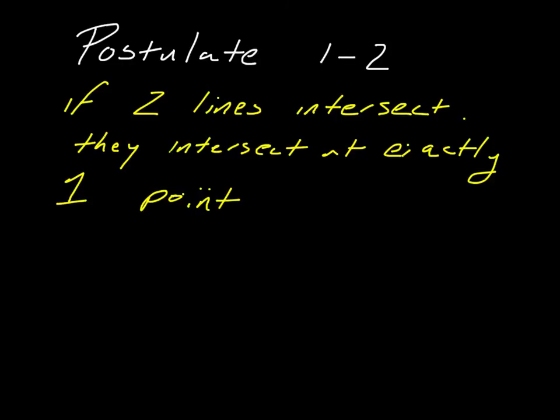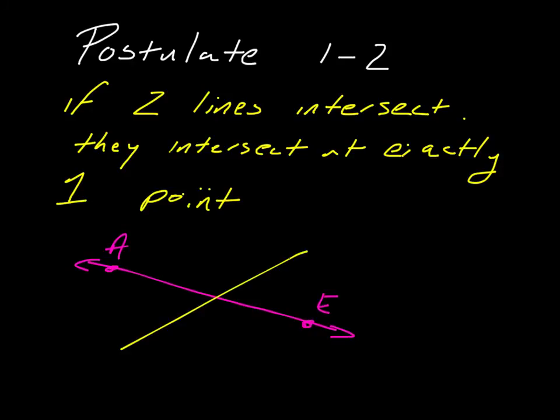And we'll look at a little picture diagram of this right now. We'll take one line here in purple, and we'll call that line AE. And if that were to cross with this line in yellow here, let's say that's line DB, when they cross, they intersect at exactly 1 point. That's going to be point C. So anytime two lines intersect, they intersect at exactly 1 point.